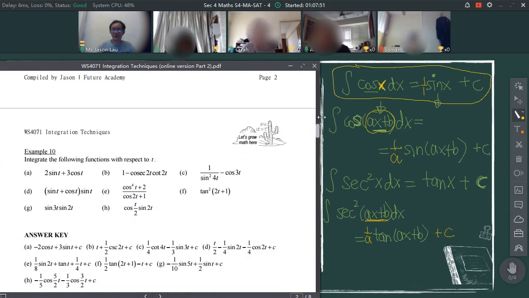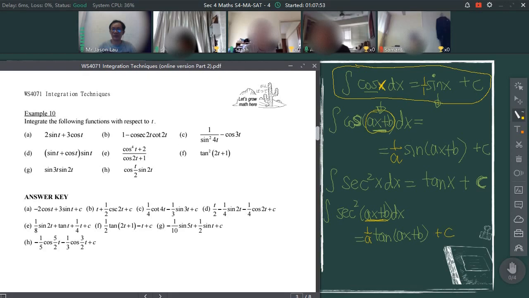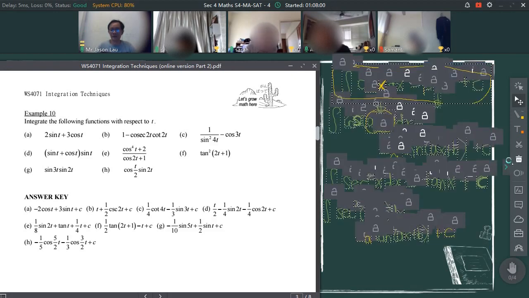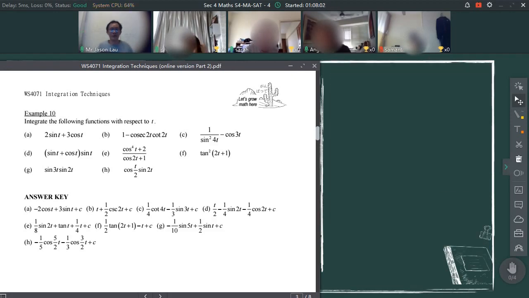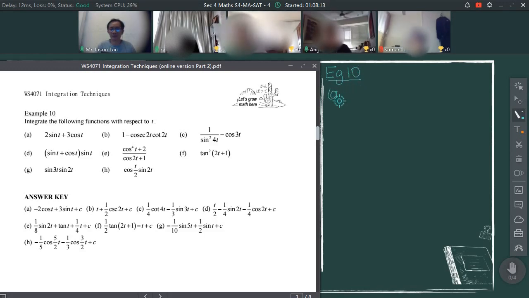We look at example 10. Very interesting question. Trigo is the hardest of the integration problems. Once you can do integration for trigo, you can do other types of questions without much problem. Okay, example 10a. Integrate the following with respect to t.